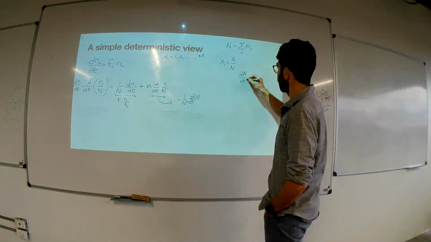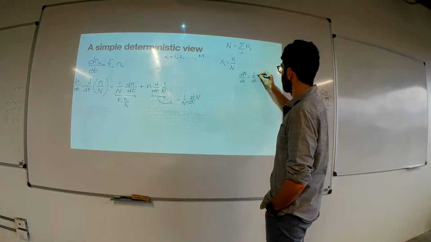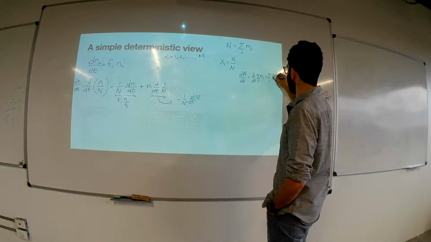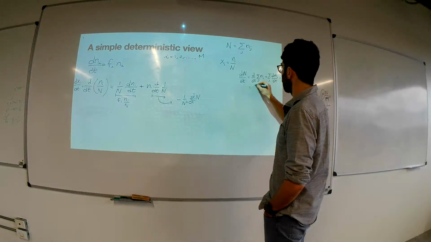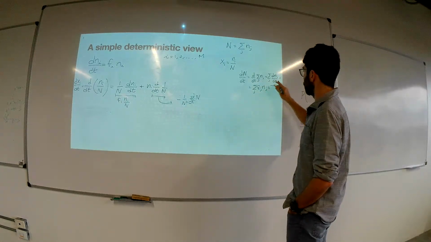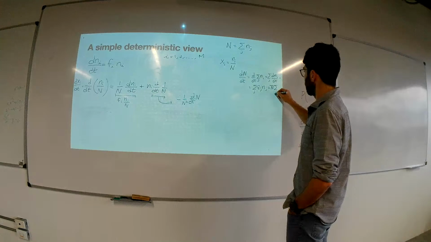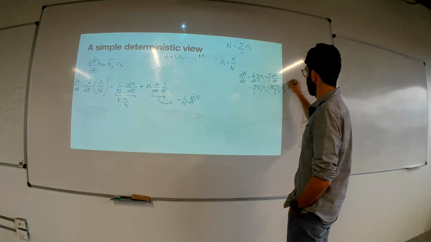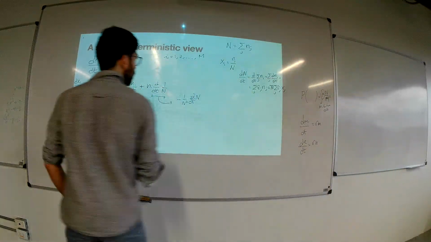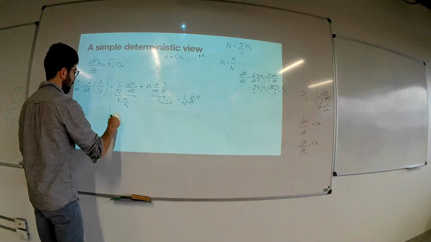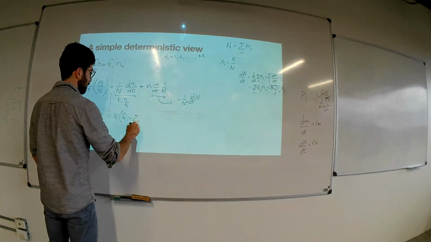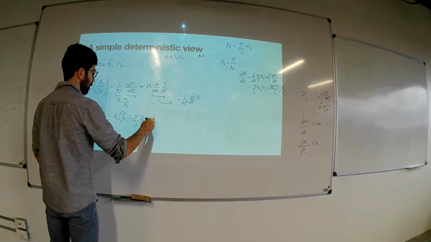The derivative of n: dn/dt equals d/dt of the sum over j of n_j, which is equal to the sum over j of dn_j/dt, which is equal to the sum over j of f_j n_j, which is equal to n times the sum over j of f_j x_j. So if I put everything together, what I obtain is x_i times (f_i minus the sum over j of f_j x_j).